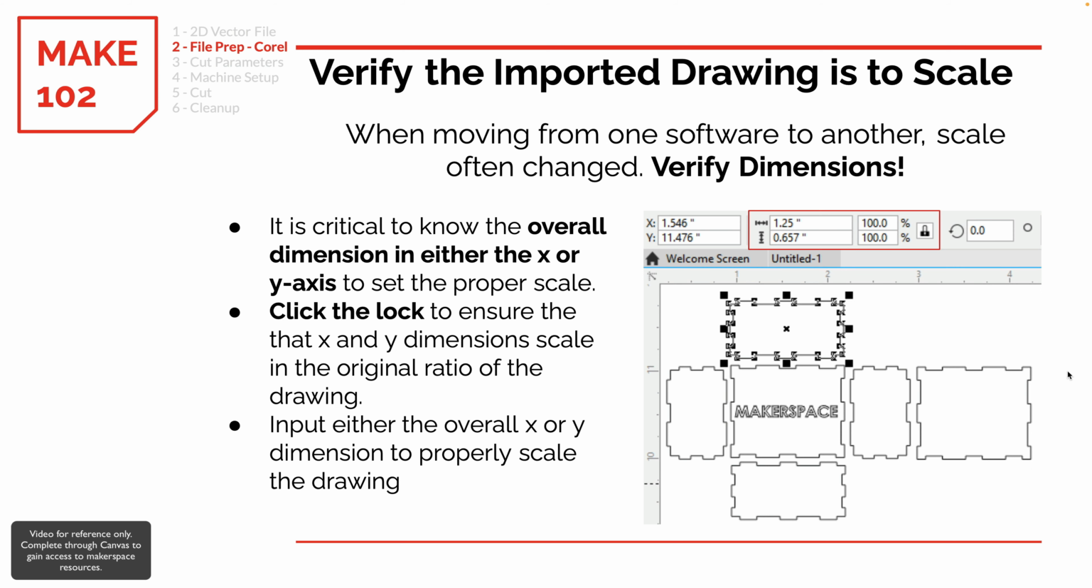Then what we want to do is verify that the file has been brought into this software with the correct dimensions. So it would be best if we knew the size of our parts. So for example, if we knew the length from this point to this point on our box, we could then highlight that in the software and make sure the dimensions are what we expect. If they aren't, we may need to modify that.